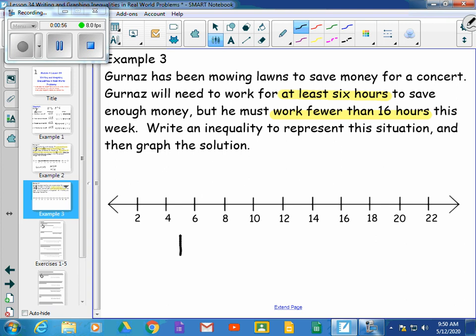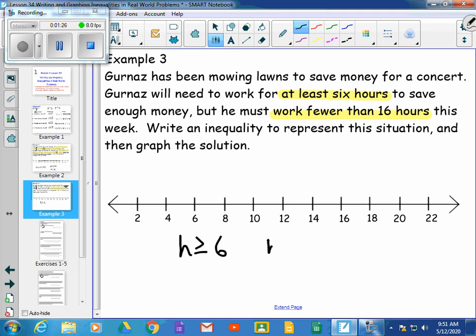Now let's use H to represent the number of hours that he works, and let's compare it to the 6. Let's first write an inequality that compares it to 6. If it's at least 6, that means he can have 6. Can't have 4 or 5, but he can have 6 or 7. So we need the H to be greater than or equal to 6.